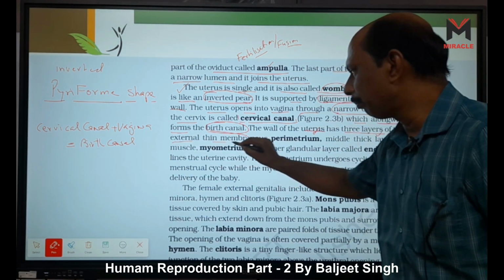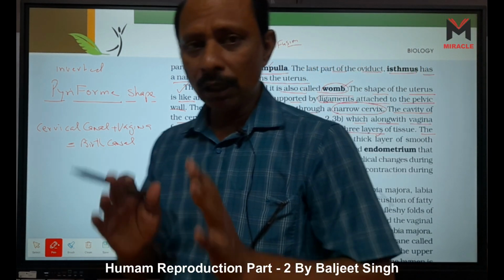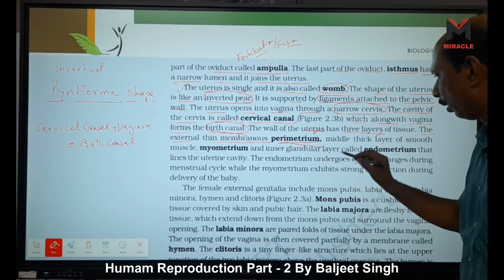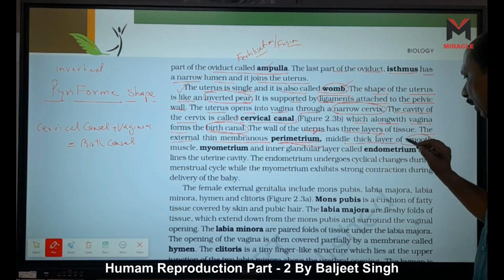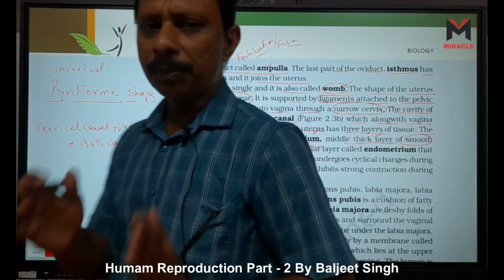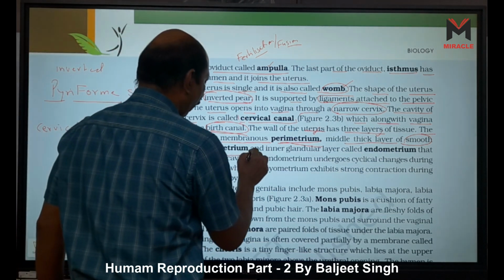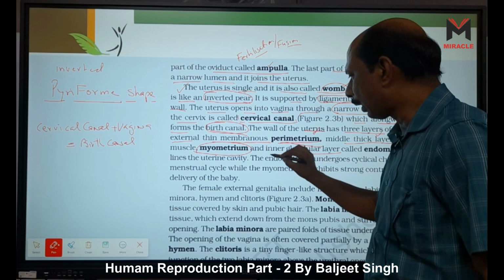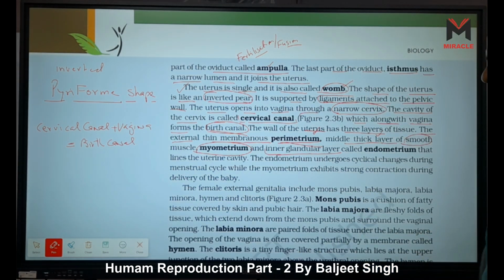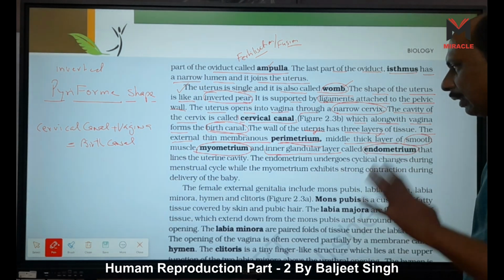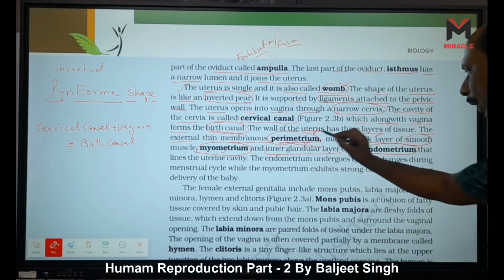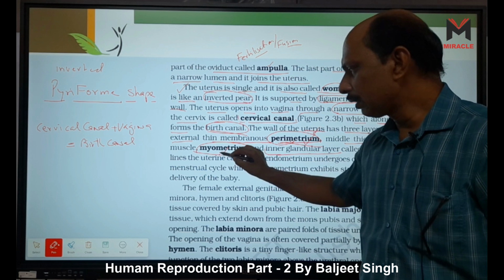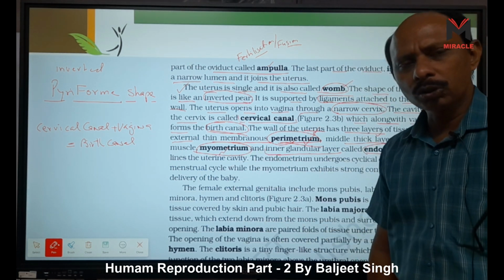The external thin membrane is the perimetrium, the outermost, right? Peri means what? Peripheral. Thin membrane is called the perimetrium. The middle is a thick layer made up of smooth muscles. Smooth means involuntary muscles which contain spindle or fusiform cells, right? It is called the myometrium. Myo means muscles, right? And the inner glandular layer, which is also made up of a single cuboidal glandular epithelium, is called the endometrium. So 3 layers are there: perimetrium, myometrium and endometrium. The outermost one is a thin membrane, the perimetrium. The middle is muscular, the myometrium. Smooth or involuntary muscles are present.